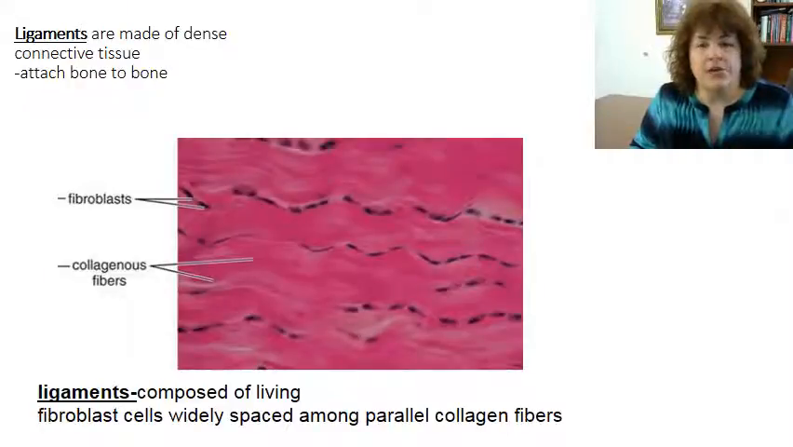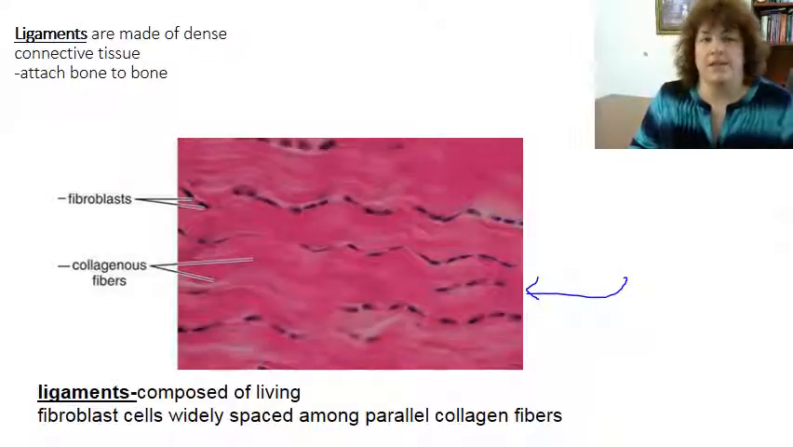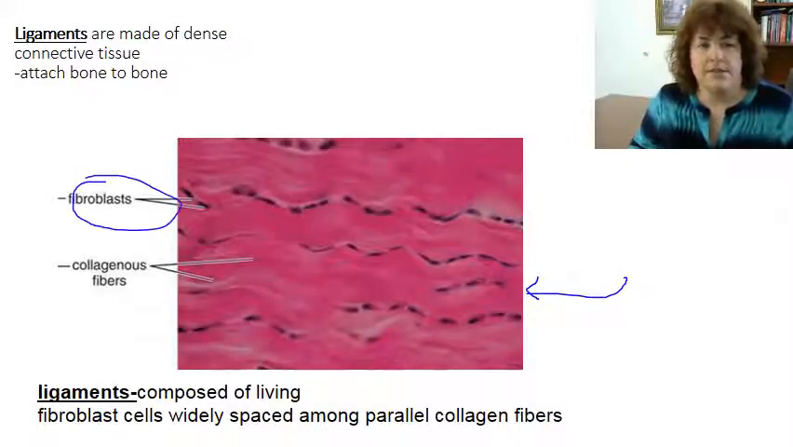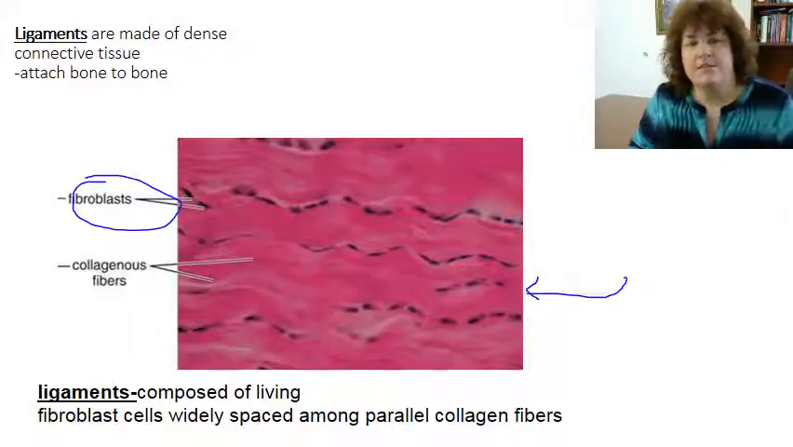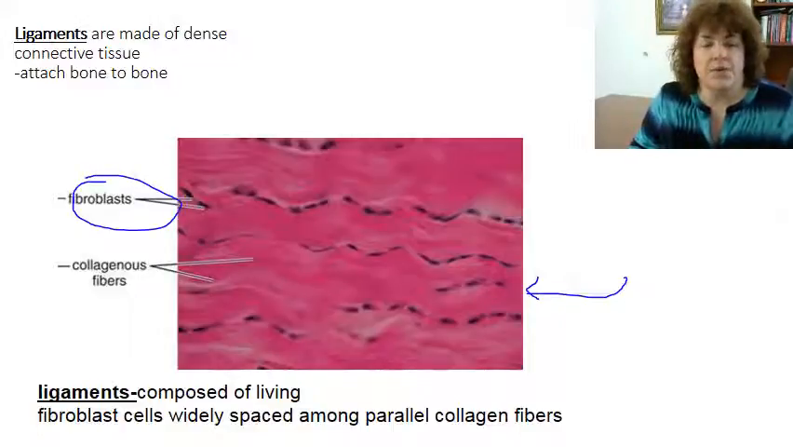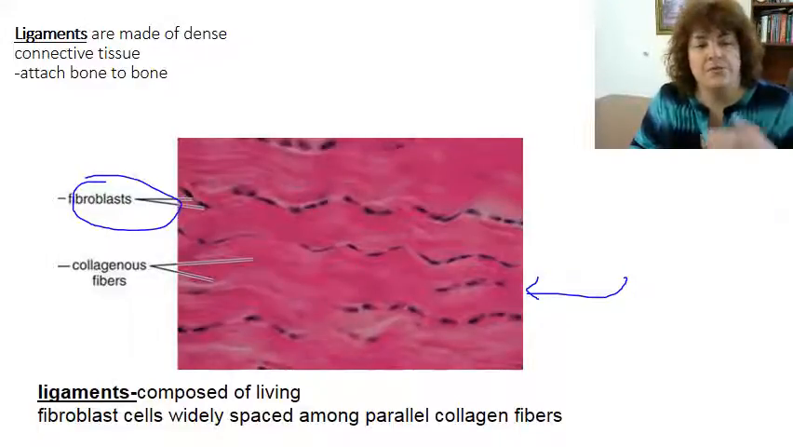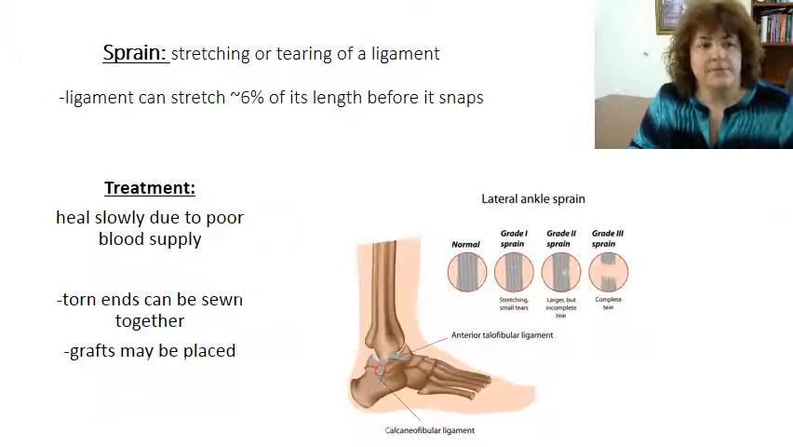Now, if you look at the actual histology, the cells, you're going to see there's not that many cells in a ligament, okay? But they're going to be, here's the living cell right here. This is the cell. And then tons and tons of these collagen fibers that are all going the same direction. Because again, this is a rope that connects things. So I would want those collagen fibers to be in line with each other, all densely packed.